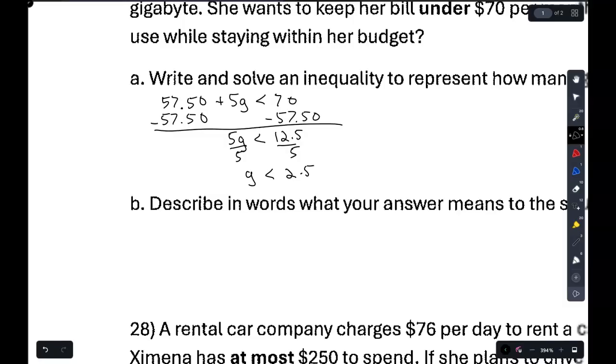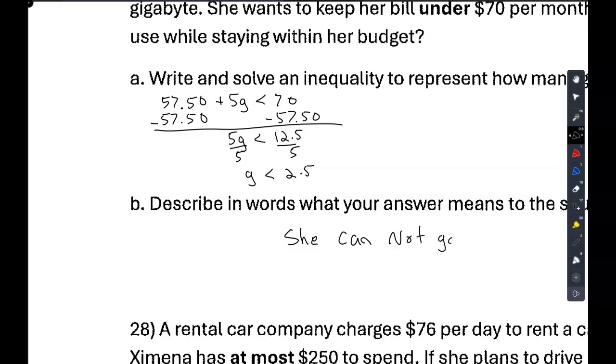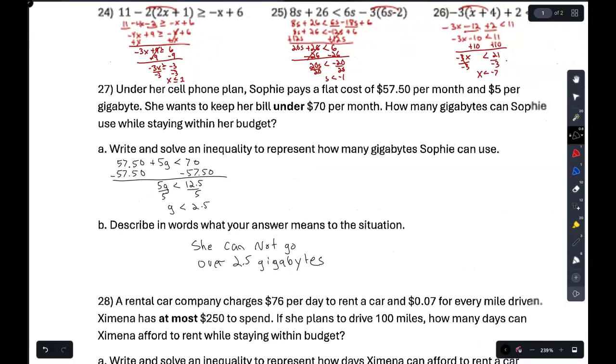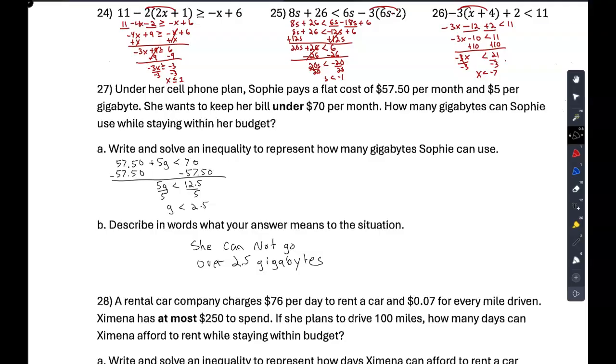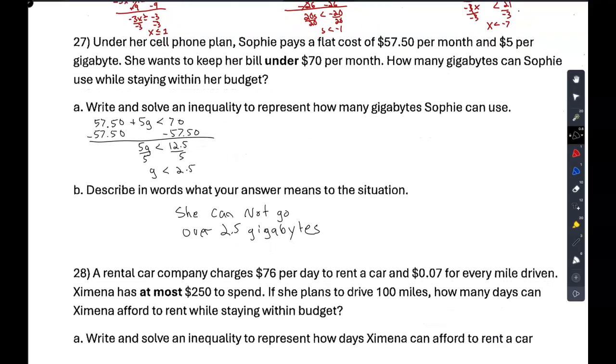So in words, you would say she cannot go over 2.5 gigabytes. All right, so that's that one. All right, let's take a look at this last word problem.